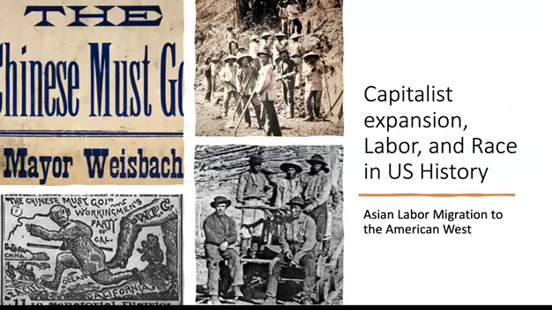Now we'll begin our discussion of Asian American history with the first migratory flow of Asians to the United States. And these groups would be the Chinese immigrants during the mid 19th century, and they'll be followed by the Japanese during the late 19th century and early 20th century.